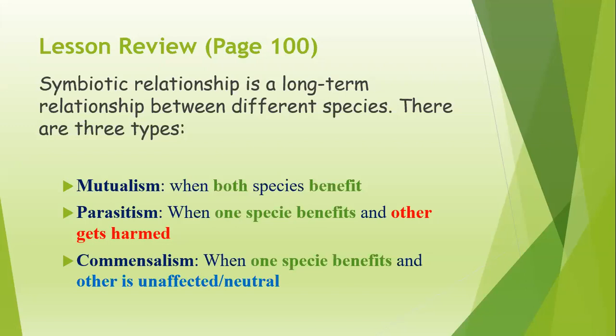Commensalism, when one species benefits and the other is unaffected. The example I gave you was the shark and the remora fish. That small fish, the remora fish, gets attached to the shark because it gets food from the shark. But the shark is totally unaffected. It is neutral. And because it is unaffected and neutral, that is why it is called commensalism.